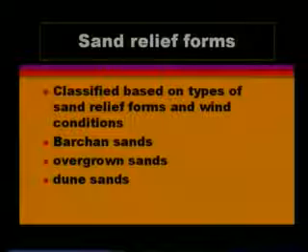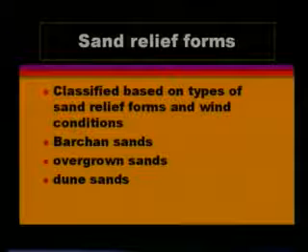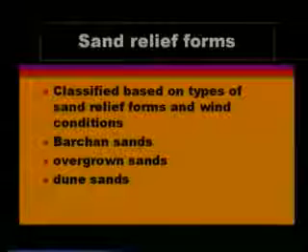The desert landforms, or the landforms generated by wind, are classified into sand dunes, loess deposits, blowout deposits, or desert pavements. The sand relief forms, classified based on the sand relief forms and wind conditions, are like this: one is the Barchan sands, the second one is the overgrown sands, and the third one is the dune sands. These are all the sand relief forms which can be expected in different places.